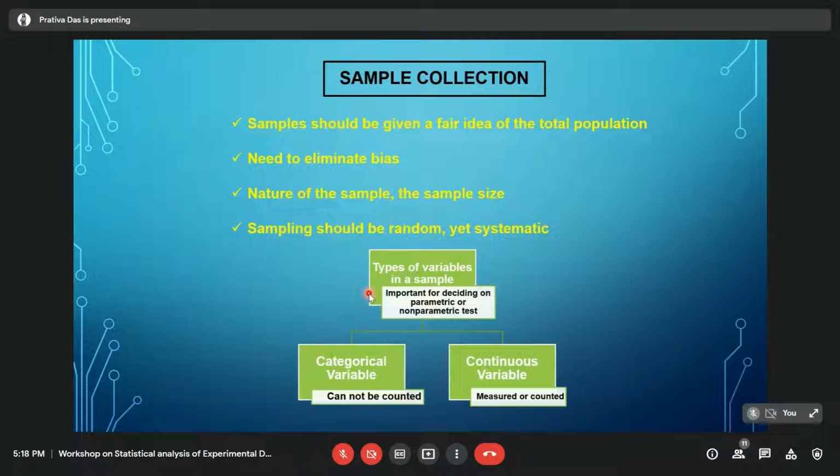Another point is that when you are doing the sampling, you need to see what kind of variables are present in the sample. This is a very important point, because on the basis of these types, you can decide whether you should go for a parametric test or a non-parametric test. Usually the variables are of two types. One is the categorical variable, which is not possible to count, and the other is the continuous variable, which can be counted.